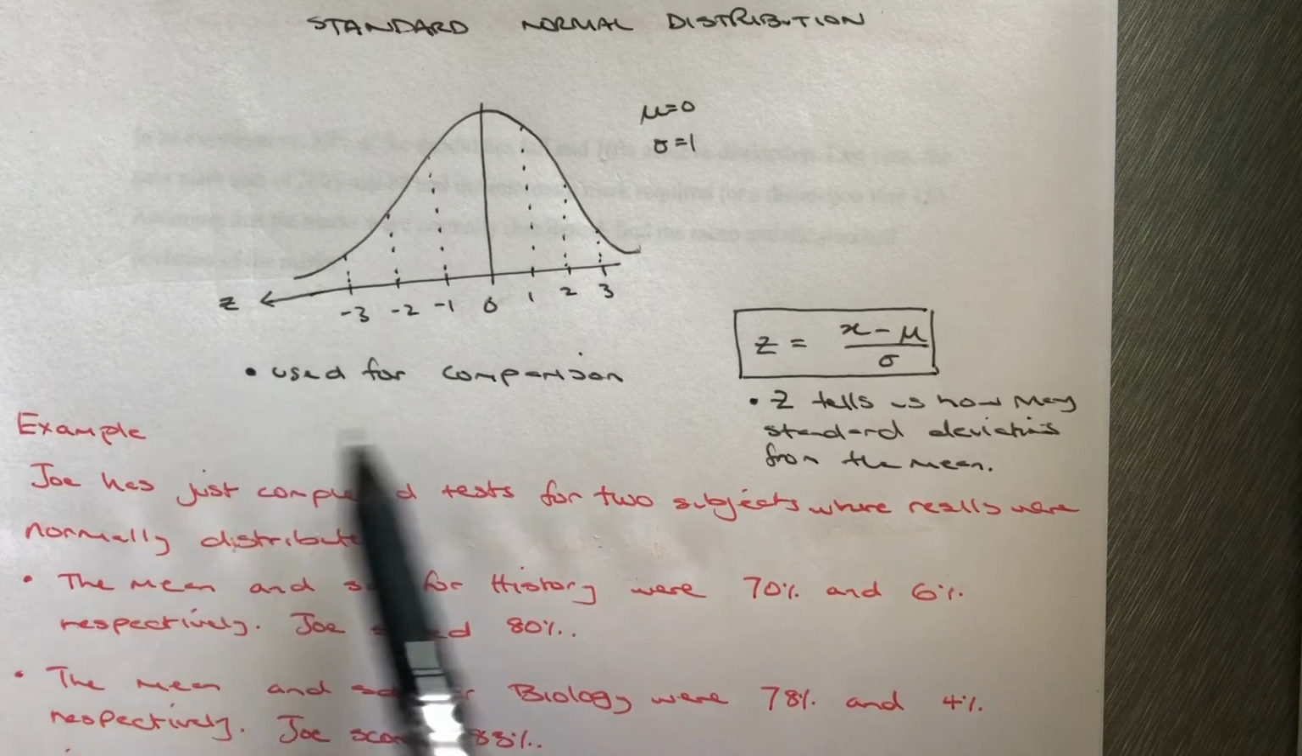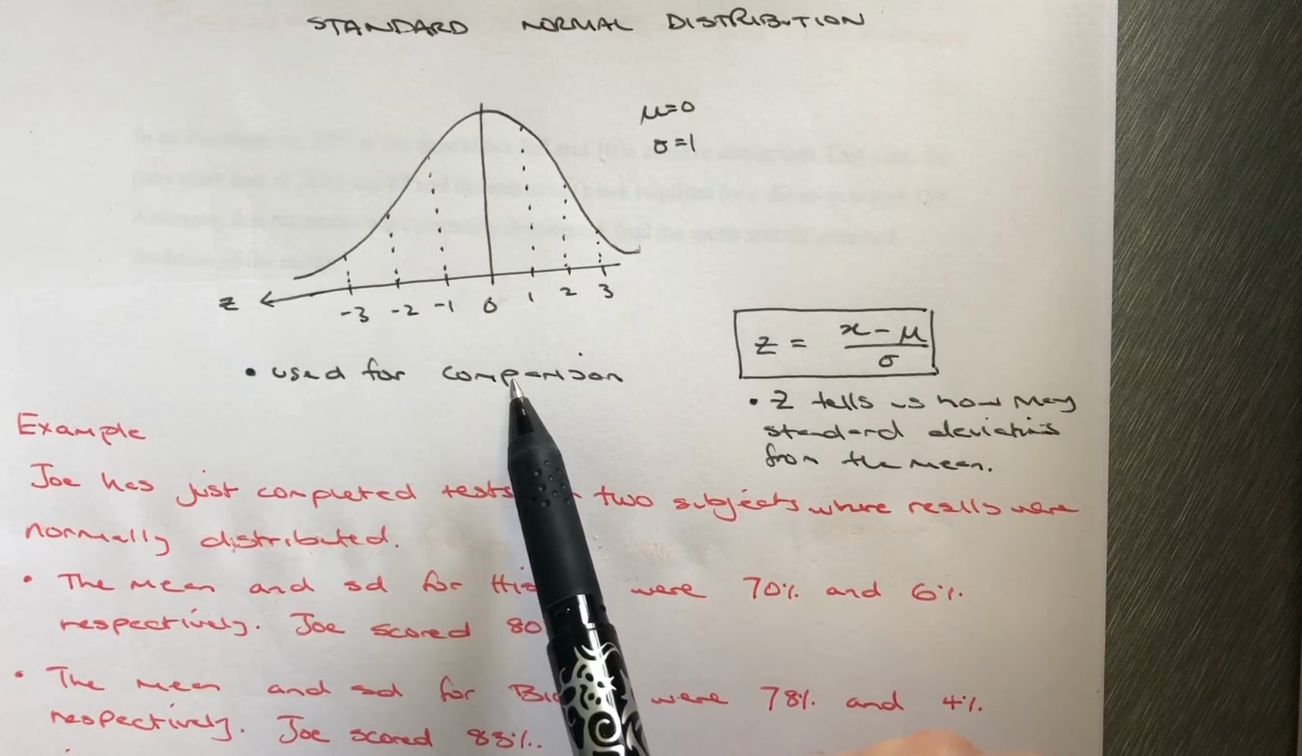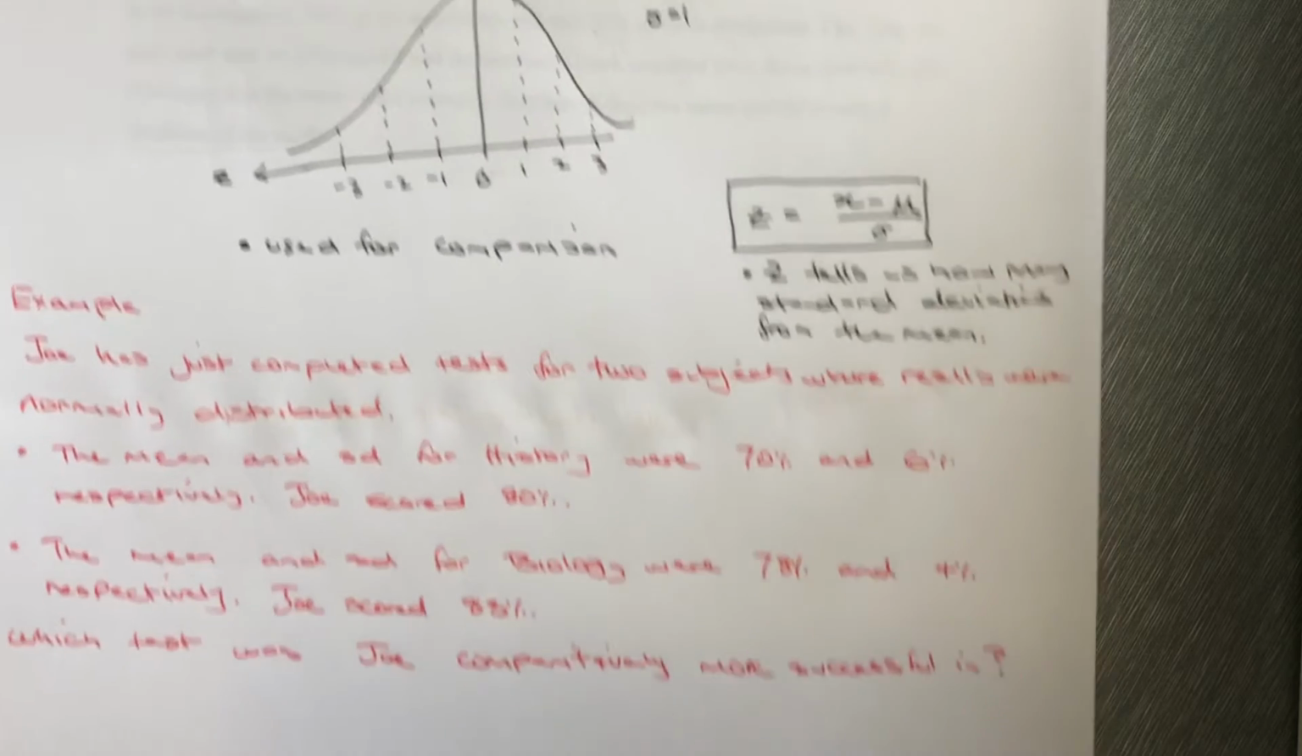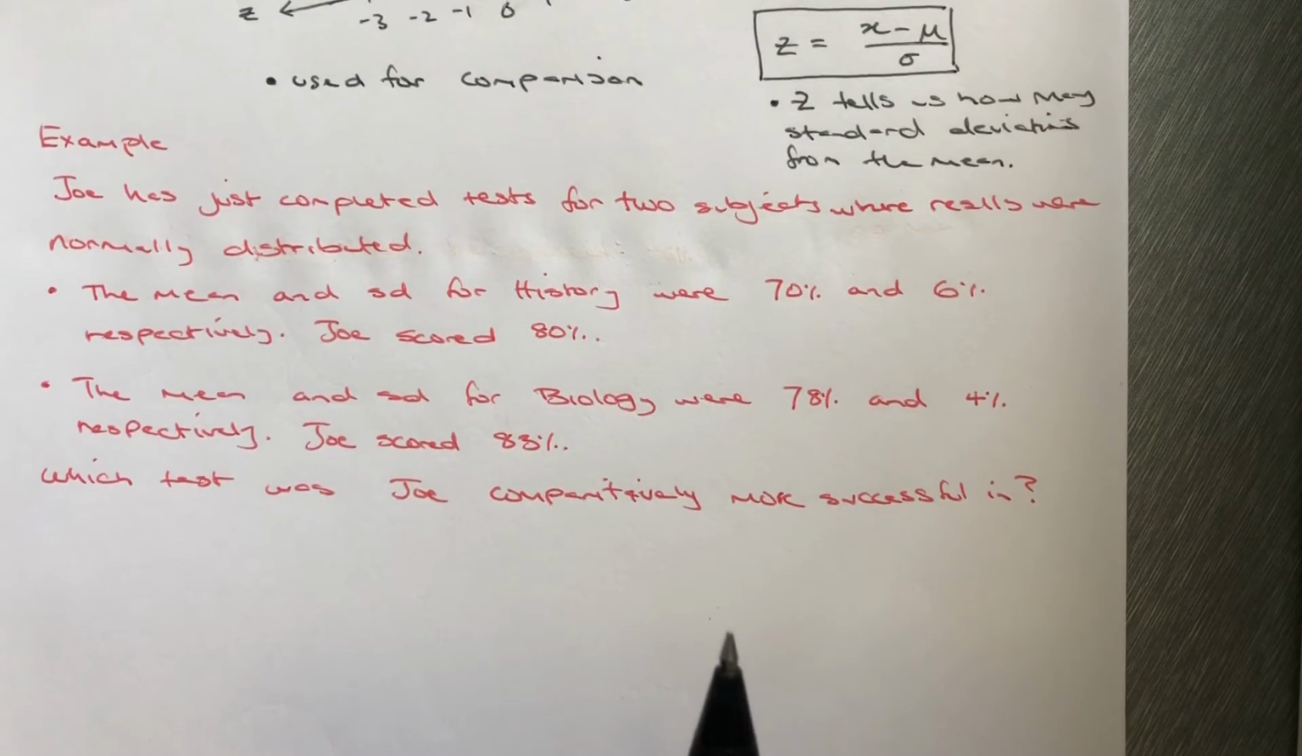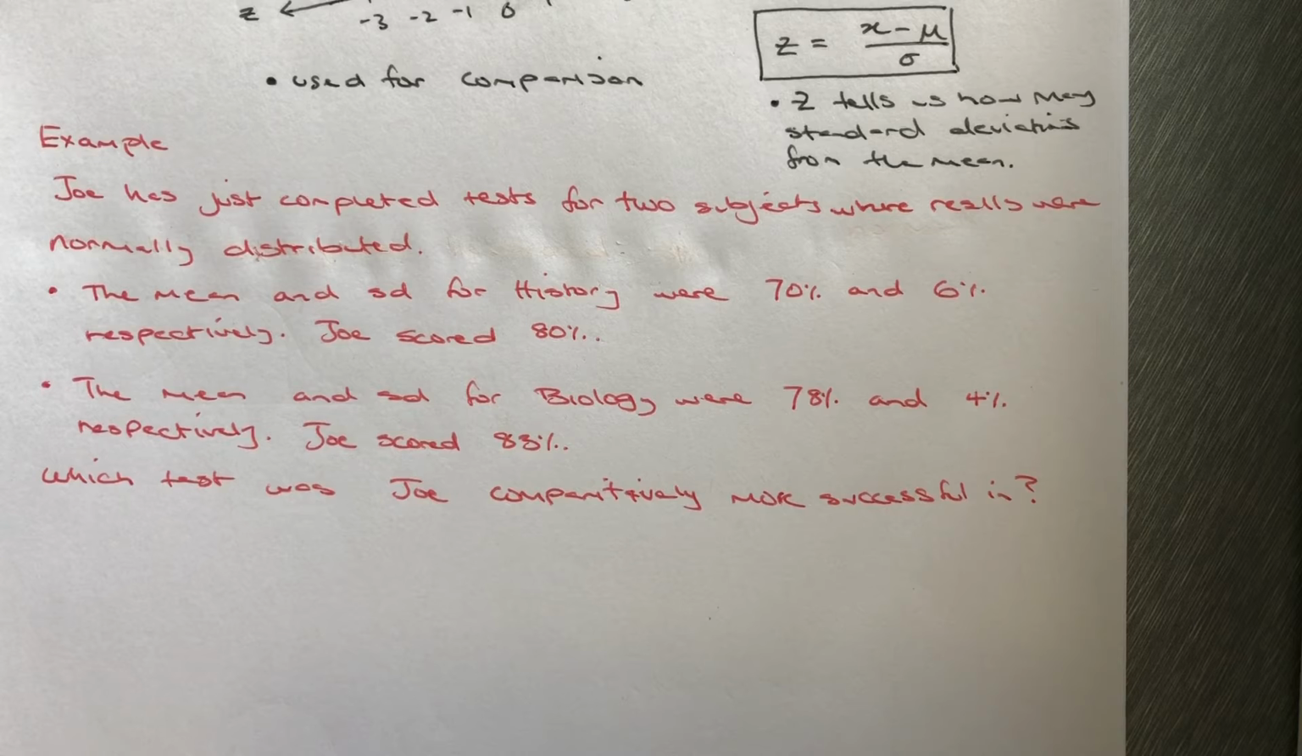Okay, it's mainly used for comparison as well. So let's see how it can be used for comparison. Joe has just completed tests for 2 subjects. Now you might have seen questions like this before, where results were normally distributed. The mean and standard deviation for history was 70% and 6%, respectively. Joe scored 80%. The mean and standard deviation for biology was 78% and 4%, respectively. Joe scored 83%. Which test was Joe comparatively more successful in?